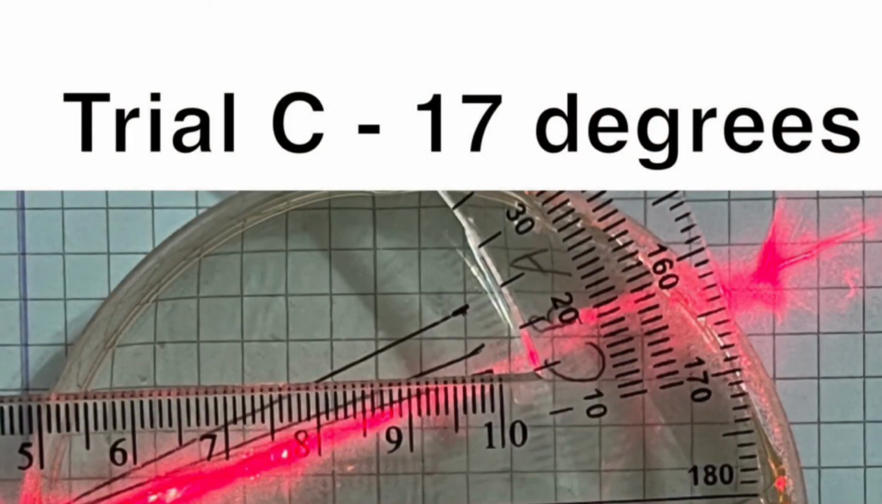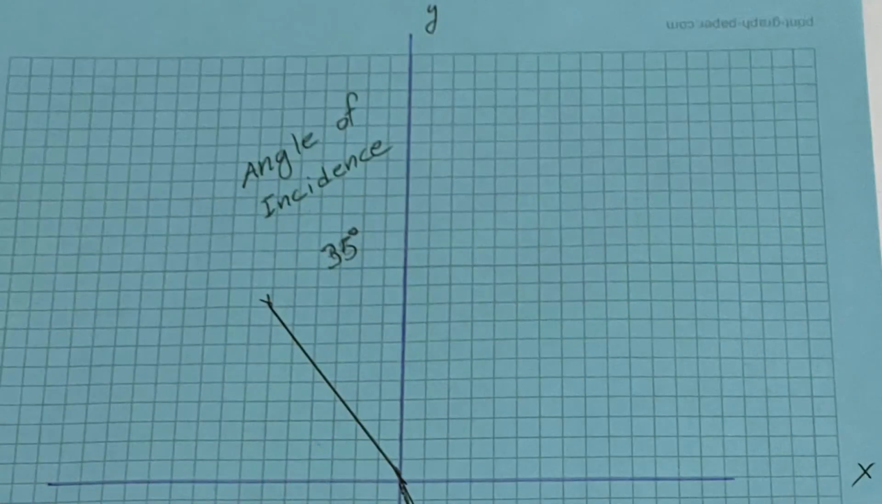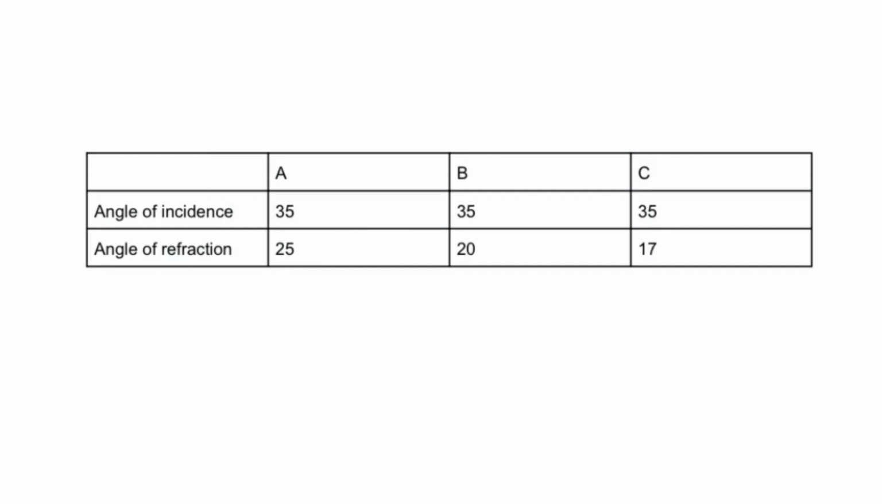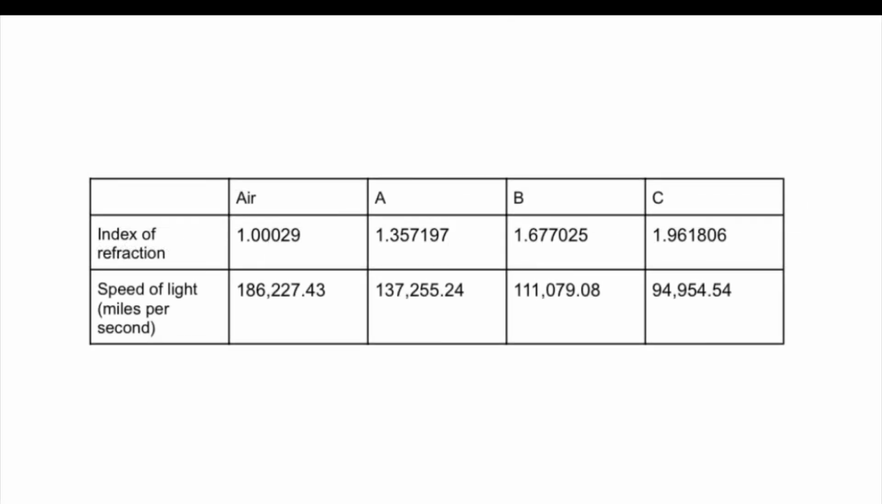After determining the angle of incidence and the angles of refraction for each container, we then put them into a chart. We then use the data shown in this chart to determine the index of refraction and the speed of light. As the chart shows, with increased density of each mixture, there was an increase in the index of refraction and decrease in the speed of light.